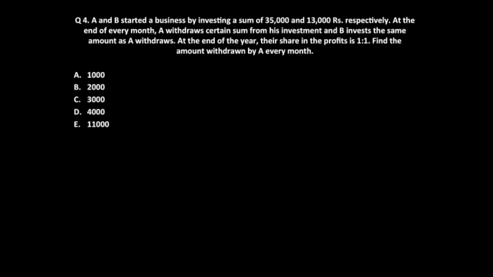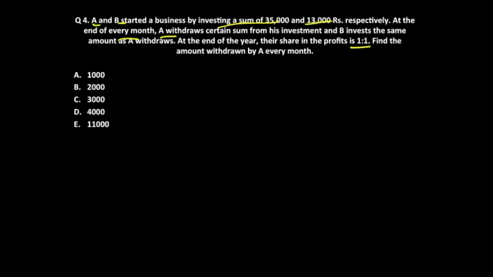Okay, so this question involves two people, A and B. What they have done is they have started a business by investing a sum of 35,000 and 13,000 respectively. And at the end of every month, A withdraws a certain amount from his investment and B invests the same amount as A withdraws. And after the end of the year, their share in the profit is 1:1. We have to find the amount withdrawn by A every month.